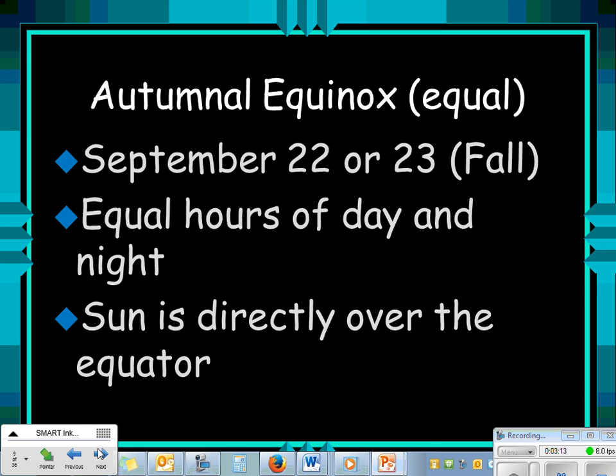The autumnal equinox, there's that word again. So equinox equal equator. But the autumnal one for fall happens September 22nd or 23rd. It's equal hours of day and night. Again, remember equinox equal equator. The sun's directly over the equator.